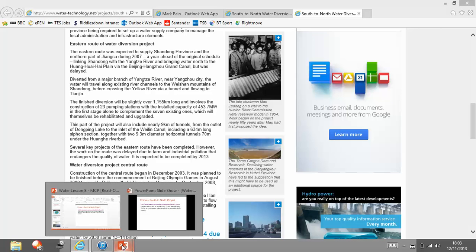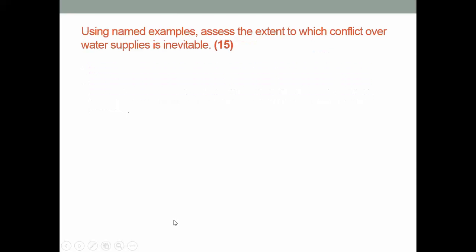Okay, the last thing which I want you to do, and this is going to be your homework, is this. Using named examples, assess the extent to which conflict over water supplies is inevitable. So, we're dealing with conflicts. We're going to think about possibly social conflicts, economic conflicts, environmental conflicts. We can think about cross-border issues as well.